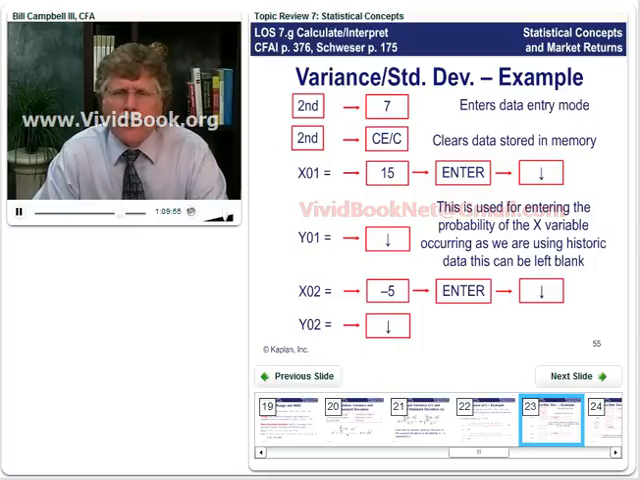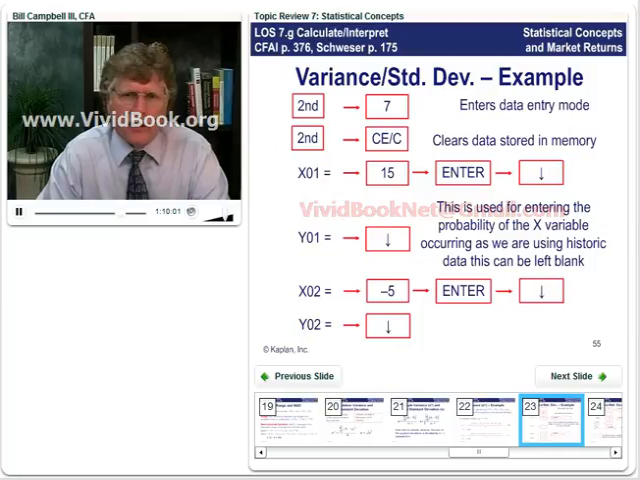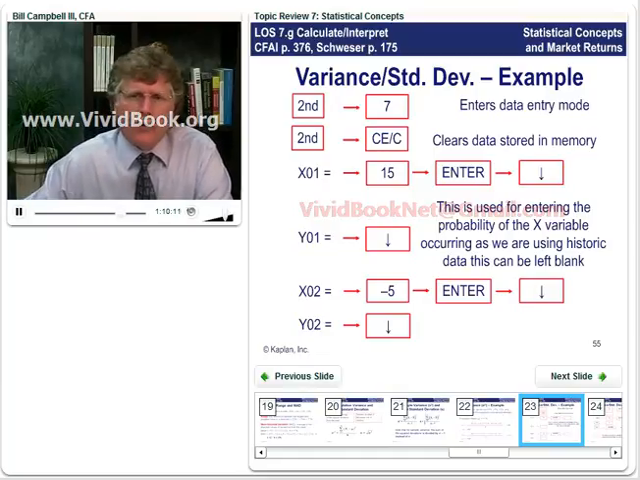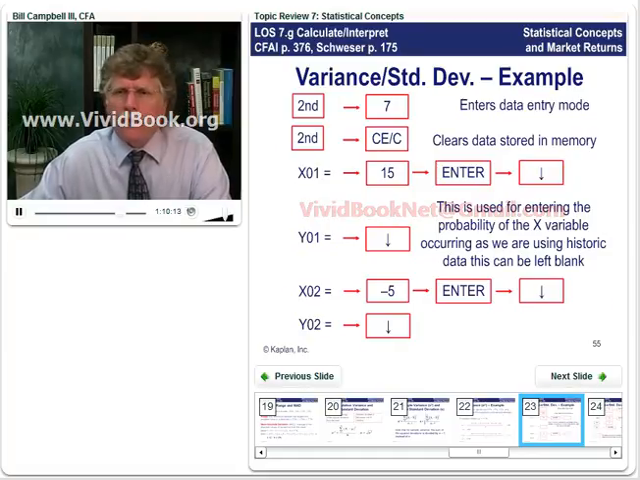Now we're ready for the second x. Put in a minus 5. Remember that to do that, you put a 5 and then the plus minus sign to change it. Minus 5, enter, down arrow, it'll ask you for the y, down arrow. You tell it we're not doing y's, we're just doing x's. Move on to the next slide.